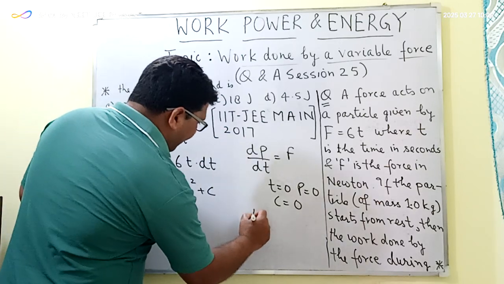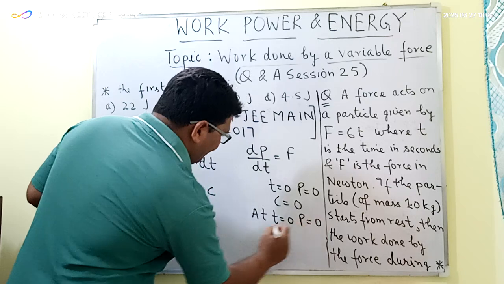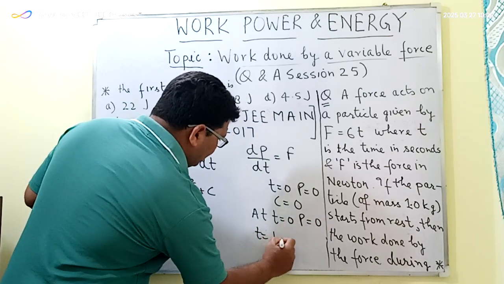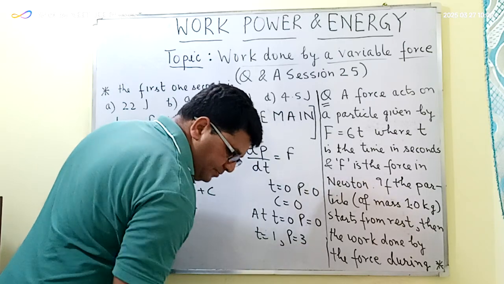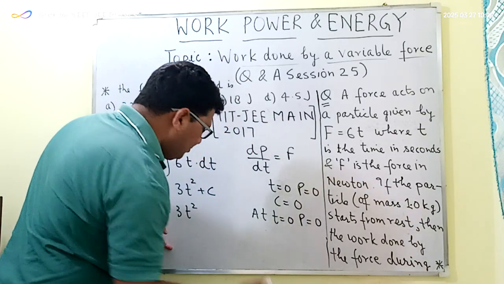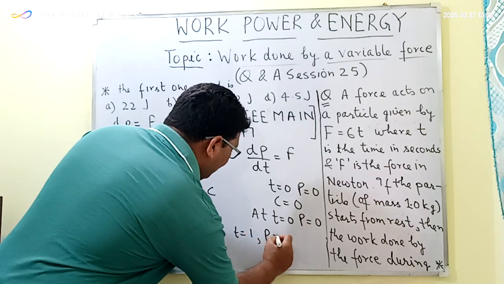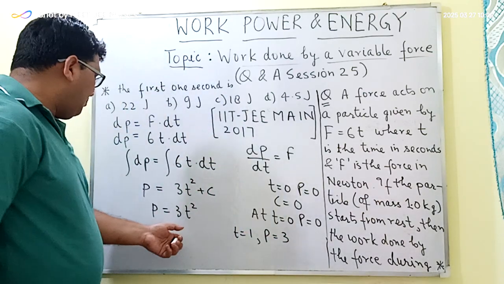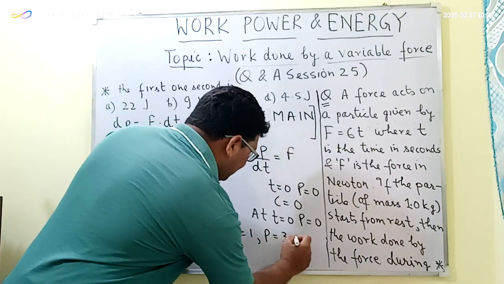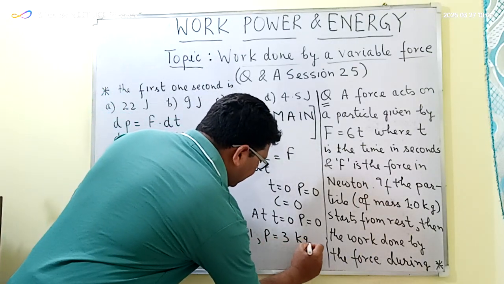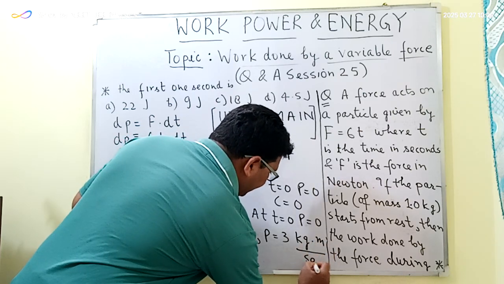Now at t is equal to 0, p is equal to 0, and at t is equal to 1, p will be equal to 3. At t is equal to 1 second, p will be equal to 3. I will be simply putting the value of t is equal to 1 in this equation. So p, the momentum, will be equal to 3 kg meter per second.